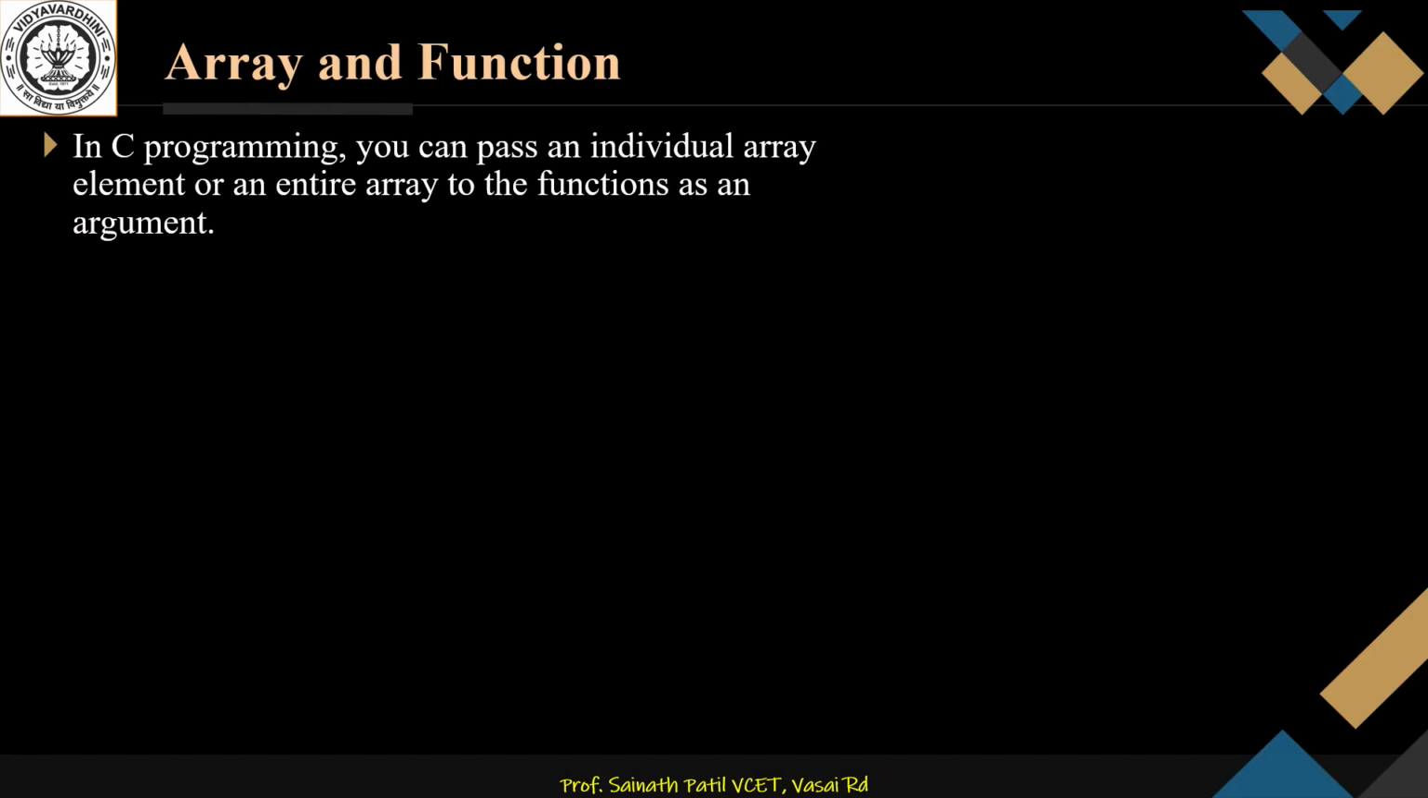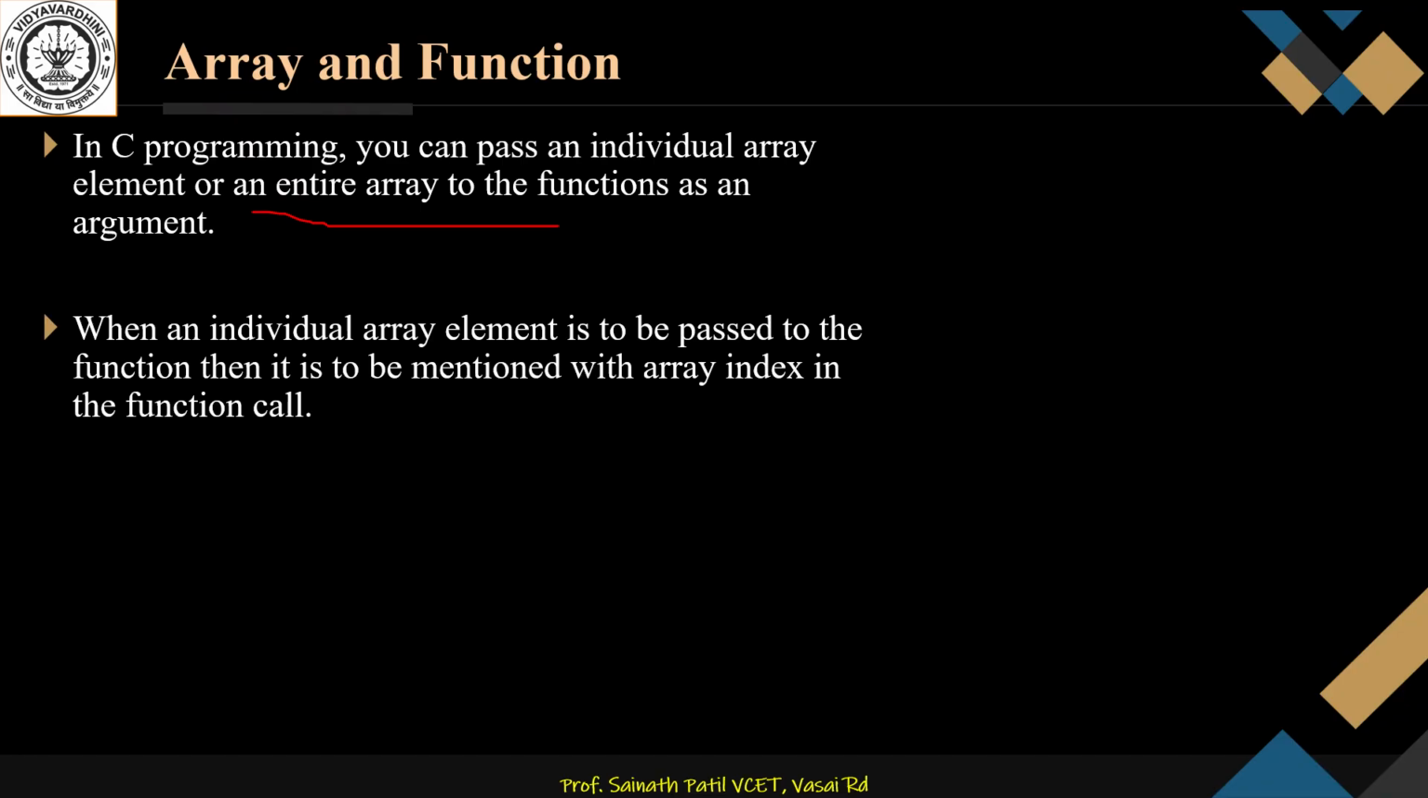While writing a C program, whenever you are using functions and arrays together, it becomes necessary to learn arrays and functions. In C programming, you can pass an individual array element or an entire array to a function as an argument or parameter. When an individual array element is to be passed to the function, it is to be mentioned with the array index. That is, it will act as good as a single variable.